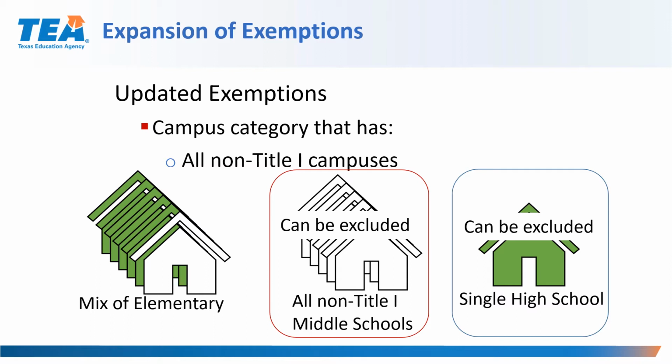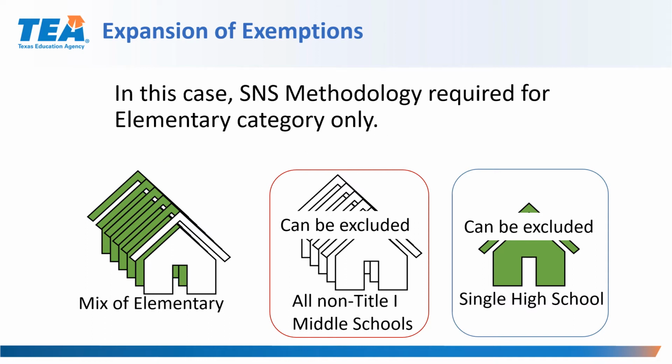The middle schools could be excluded from the methodology because all of them are non-Title I schools. In this particular example, because there is a mix of elementary schools, the LEA would still have to have an SNS methodology that covered the elementary school campuses only.